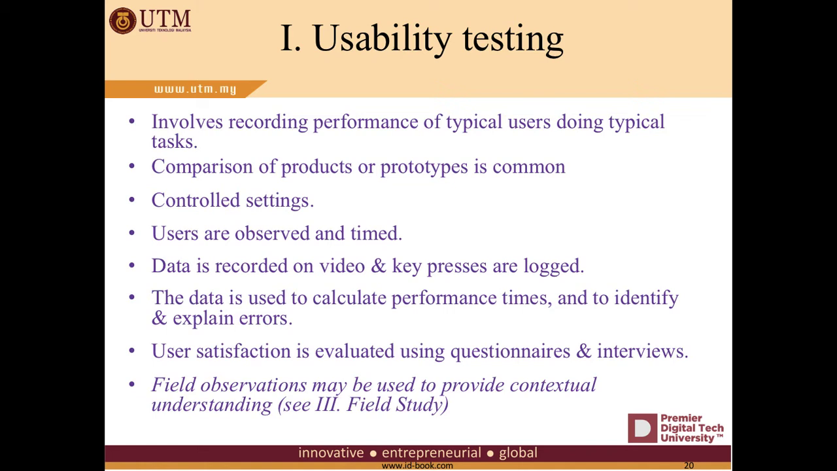Right. For usability testing, one of the most important things is the requirement of usability testing. We need to interact with the user, right? It involves recording performance and comparison of products or prototypes, which means you can make a comparison study between prototype number 1, prototype number 2, and prototype number 3, and so on. It must be in a controlled setting. Users are observed and timed, which means you have to record the time of the user when they do the task. This is to make sure that you can observe the performance of the user.